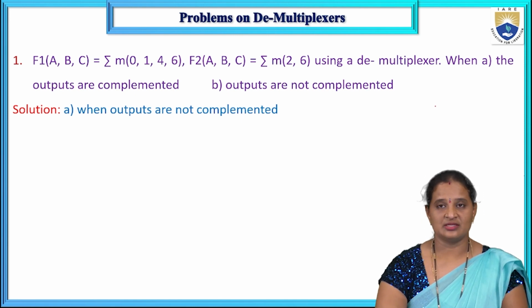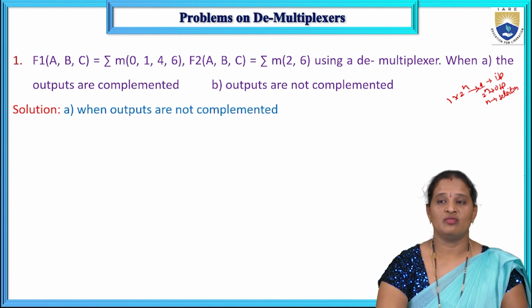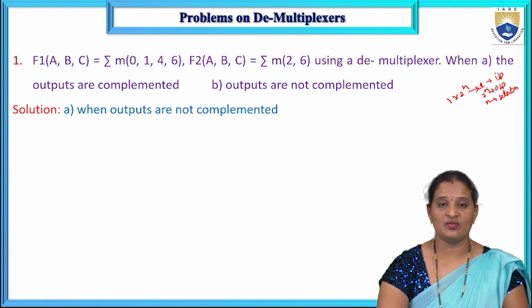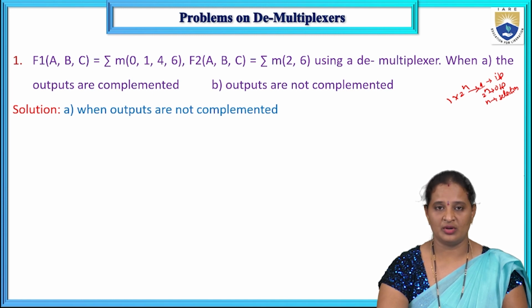A de-multiplexer is a combinational logic circuit whose size is given by 1 by 2 power n, having one input line, 2 power n output lines, and n selection lines. Based on these n selection lines, any one of the outputs is selected, and the data available on the input line will be sent to that selected output line. So this is a demultiplexer.